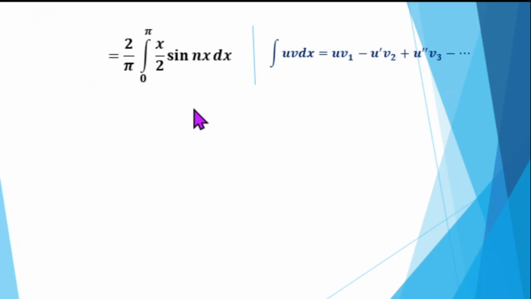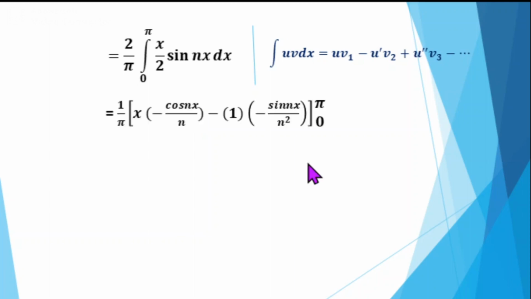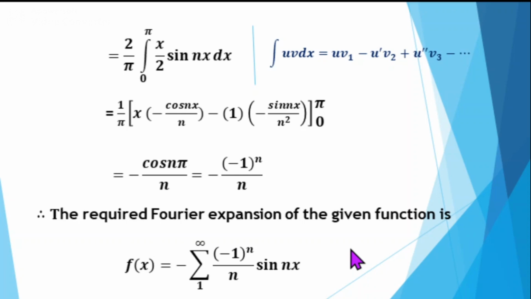Okay, so it is of the form integral uv. Okay, u equal to x, v equal to sin nx. Apply Bernoulli's rule, integrate. We will get 1 by pi into x into minus cos nx by n minus 1 into minus sin nx by n square. Apply the limit 0 to pi. I will get bn equal to minus 1 raised to n divided by n. Okay, now substitute in the Fourier series. We get f of x equal to minus summation n from 1 to infinity minus 1 raised to n by n into sin nx. Okay, this is our required Fourier series expansion.